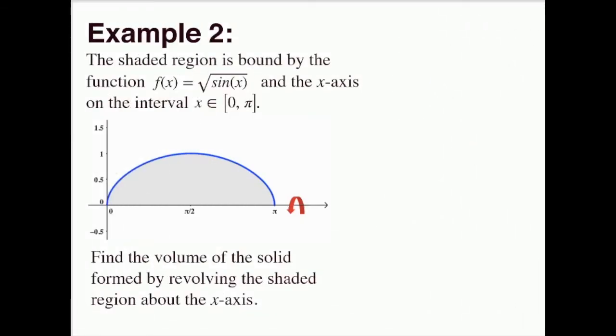Okay, so here we have example 2. It says the shaded region is bound by the function f of x equals the square root of sine x and the x-axis on the interval from 0 to pi. Find the volume of the solid formed by revolving the shaded region about the x-axis.